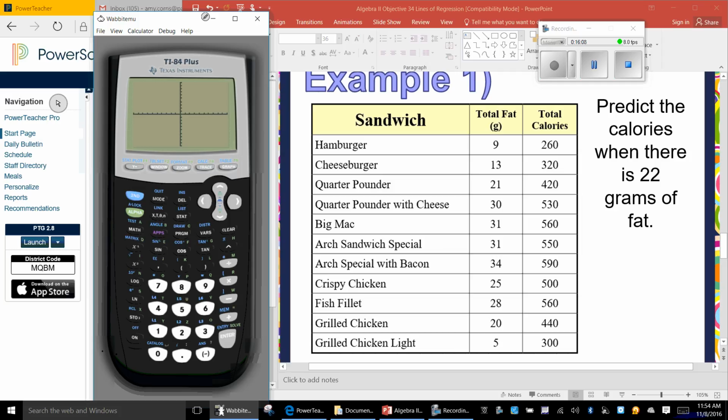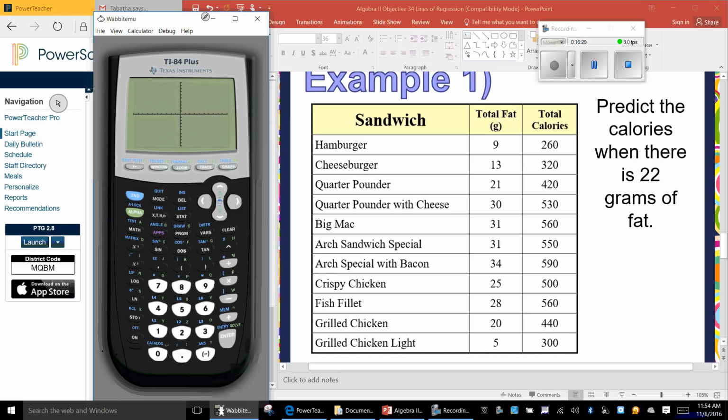Now my graph, I don't see anything. You need to make sure your y equals is cleared out. Make sure you don't have any equations in your y equals, because if you do, that's what you're going to be seeing. So clear out your y equals. There should be nothing in your y equals. What's my issue? Why did I not see anything?